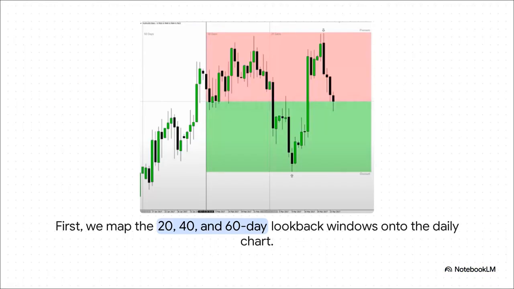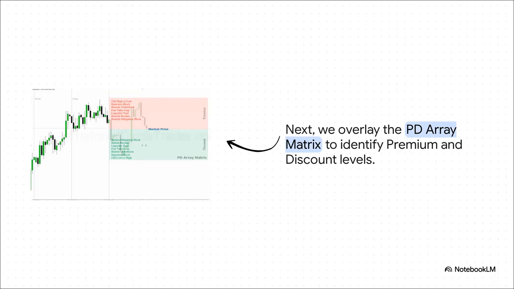The very first thing we do is apply our time component. You can see we've marked out the 20, 40, and 60-day ranges. Just doing this one simple thing immediately frames the price action. It gives us a clear field of play for our analysis and stops us from getting lost in, well, endless historical data. So with our time windows defined, the next step is to conceptually overlay our PD array matrix.